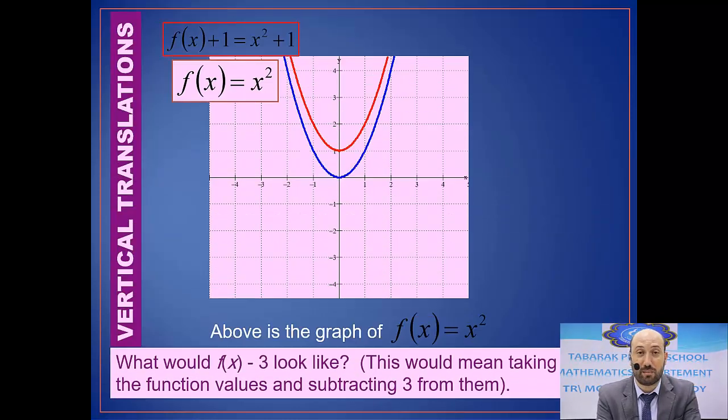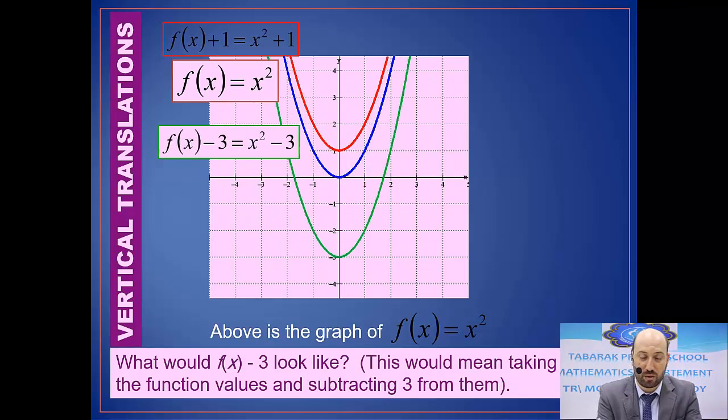So again here, what would f(x) - 3 look like? That would mean taking all the function's values and subtracting 3 from them. So we are going to take it down. It will be f(x) - 3 = x squared minus 3.